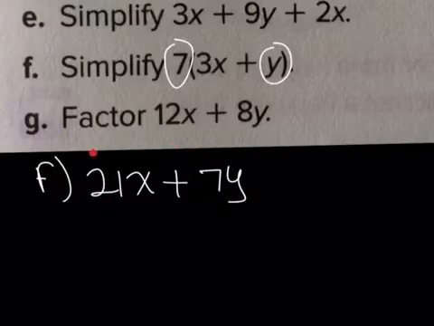I could factor 7 out, just like we did here. You see that? I would factor it out, and I would just be working backwards. So one is simplify and the other one is factoring. If I'm going from this to this, I'm factoring out. If I'm going from this to this, I'm simplifying.